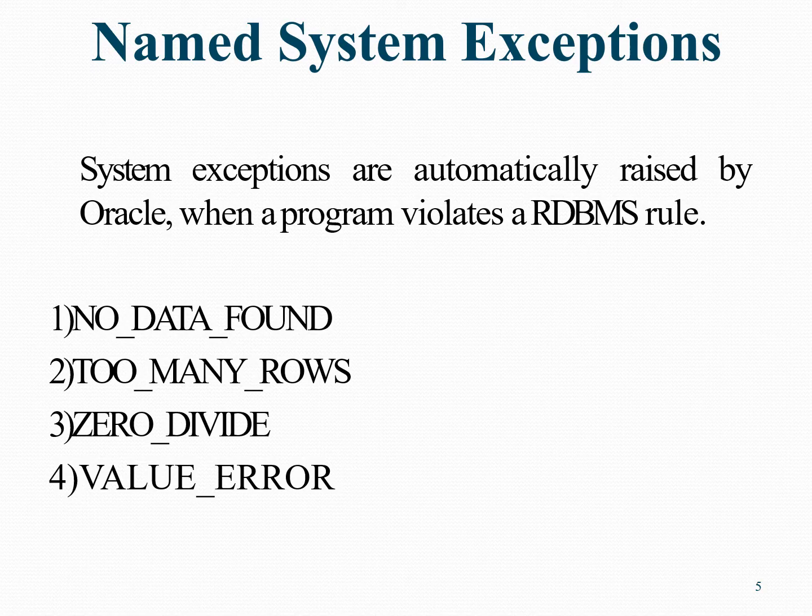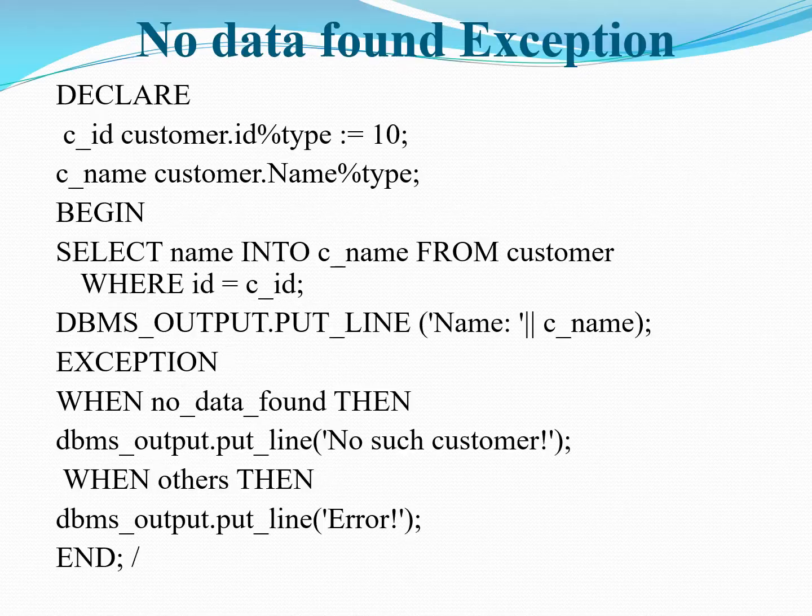And the last one is value error. Value error basically occurs when we try to fetch the value of an attribute defined in our SQL table into a variable of our PL/SQL code, and both are of different data types. So this type of exception occurs. So these are four predefined exceptions that can occur in a program, right? This example shows how the no data found exception is caught in a program.